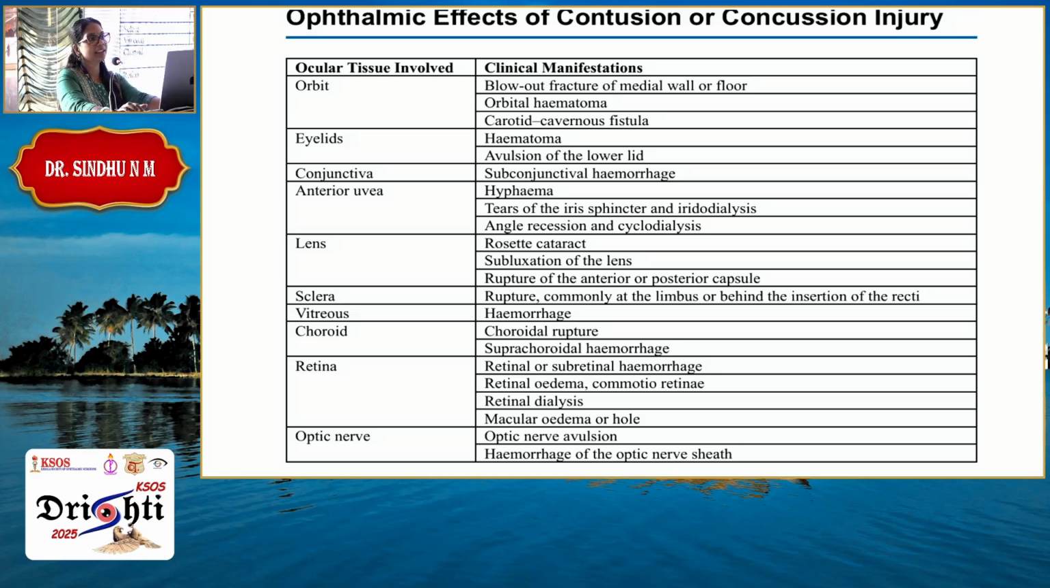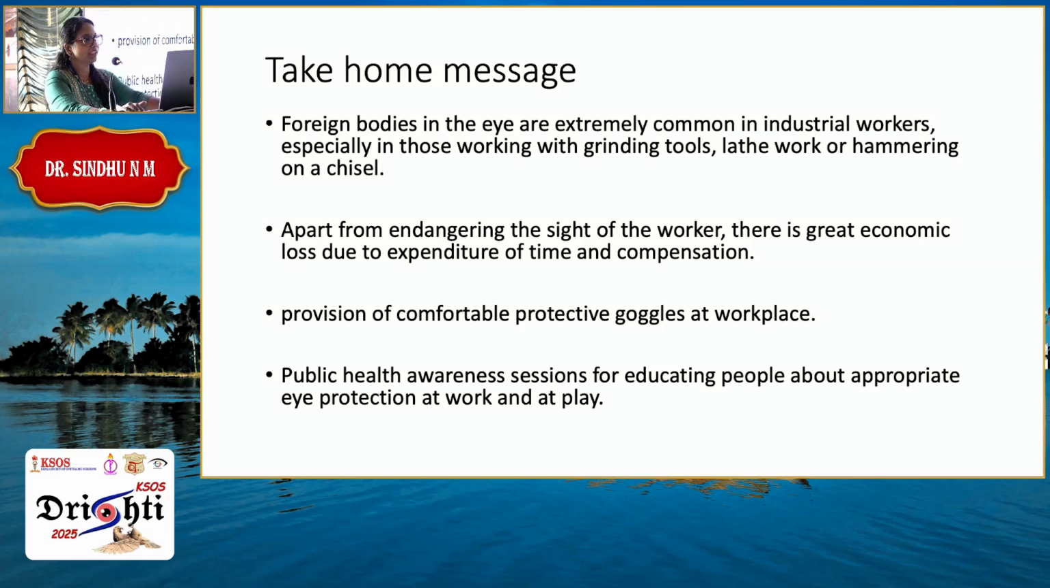To summarize, these are the ophthalmic effects of contusion or concussion injury, and the take-home message is that foreign bodies in the eye are extremely common when you sit in the casualty. Apart from endangering the sight of the worker, there is a great economic loss due to expenditure of time and compensation. So prevention is always better, and provision of comfortable protective goggles at the workplace is a must, and public health awareness sessions should be given to educate people to protect their eyes at work and play.